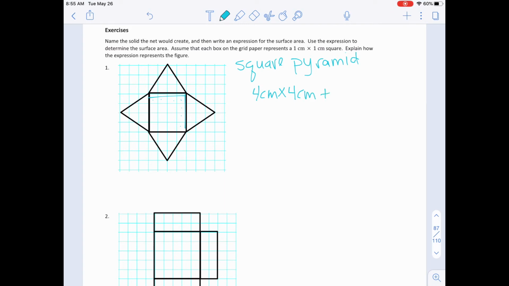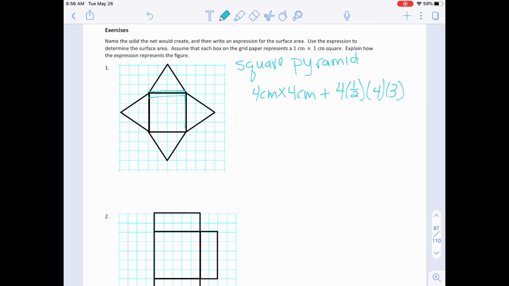Then I need to add on the area of my triangular faces, which I know is 1/2 times my base times my height. I need to multiply first times how many faces I have. I have 1, 2, 3, 4 triangular faces, and I need to multiply that by 1/2 for triangles, and then I multiply it by the base, 1, 2, 3, 4, times my height, which is 1, 2, 3. Notice my height is right here, so I count up 1, 2, 3 to get my height. All the triangles are the same, so I multiplied them by 4 because there's 4 of them.